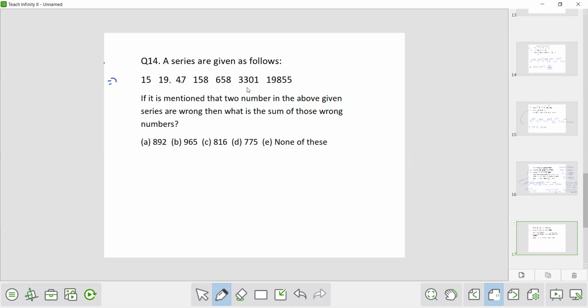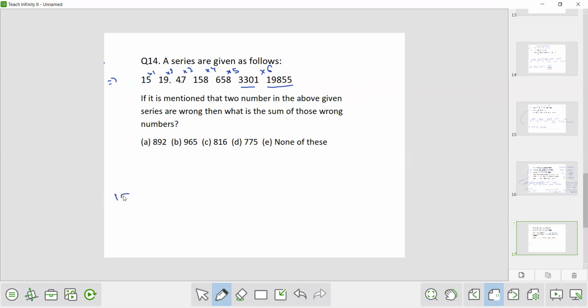We will start with the slope method. The slope method, this is 3301 and this is 19,855. This is near to 6 times. So this is near to 5 times. This is near to 4 times. This is near to 3 times. This is near to 2 times. This is near to 1 times.